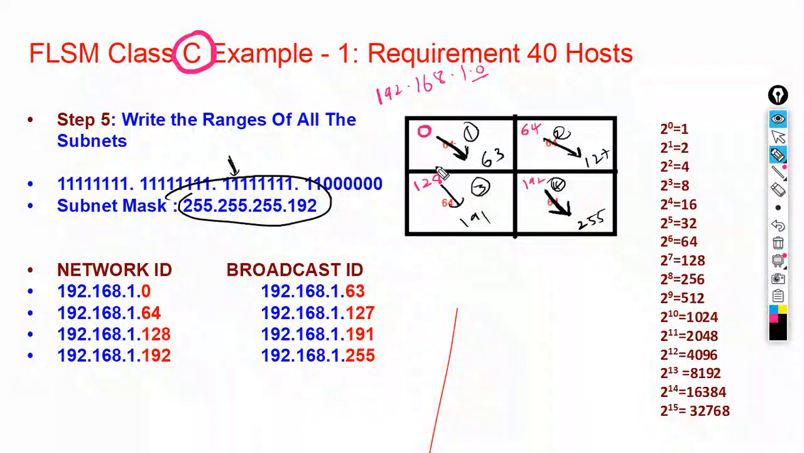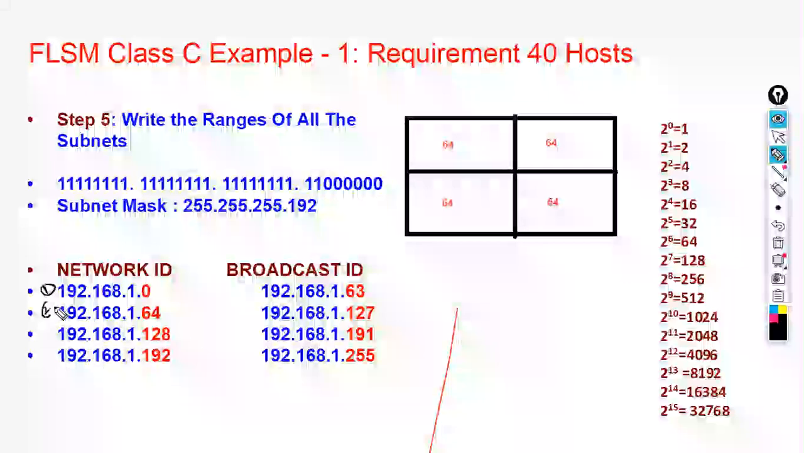Now, let us write the ranges. 192.168.1.0 to 63. Then 64 to 127. Then 128 to 191. Then 192 to 255. So we have got these 4 subnets, 1, 2, 3, 4, and each subnet will get 64 IP addresses, 0 to 63. The last IP address is 63. How will you get 64 IPs here? Including 0.